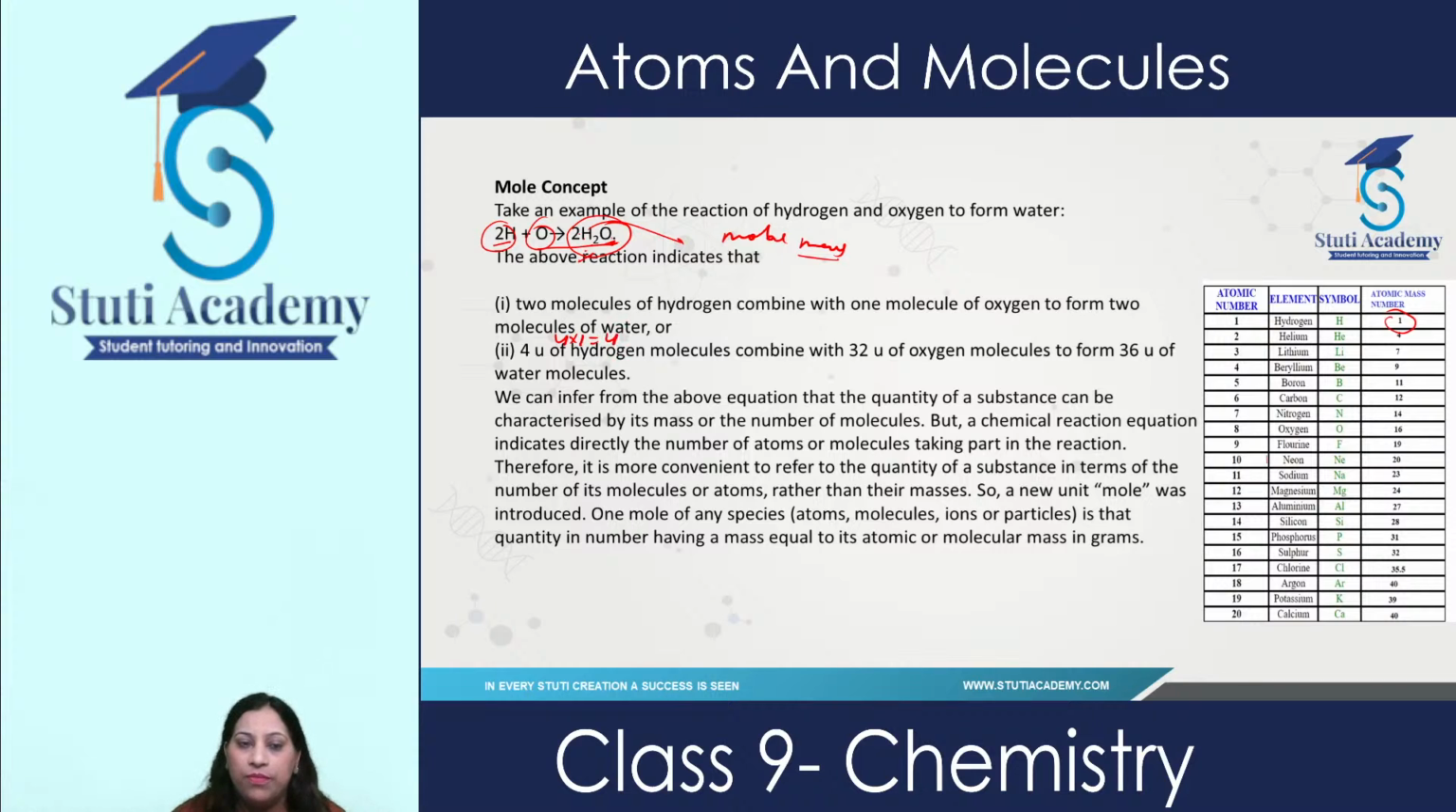And now we have oxygen, 1 molecule of oxygen to form water. If 2 is written here, what is the atomic mass of oxygen? Which is 16. So multiply this 2 with 16 and we get 32. When we add these two, the atomic masses of hydrogen and oxygen present in it, we get 36. So 36 U of water molecules are present.